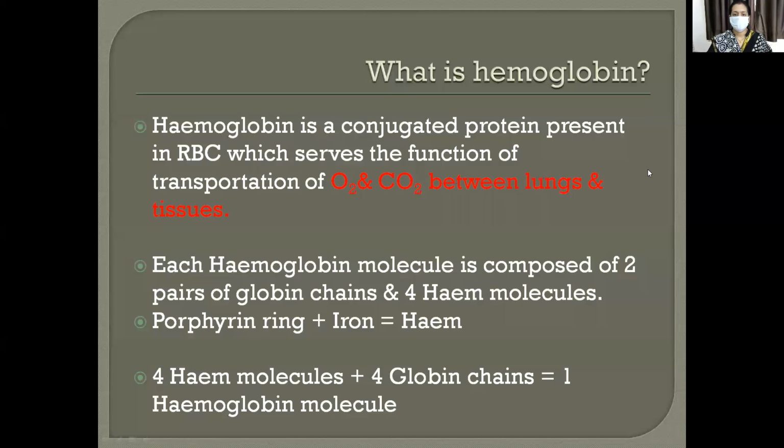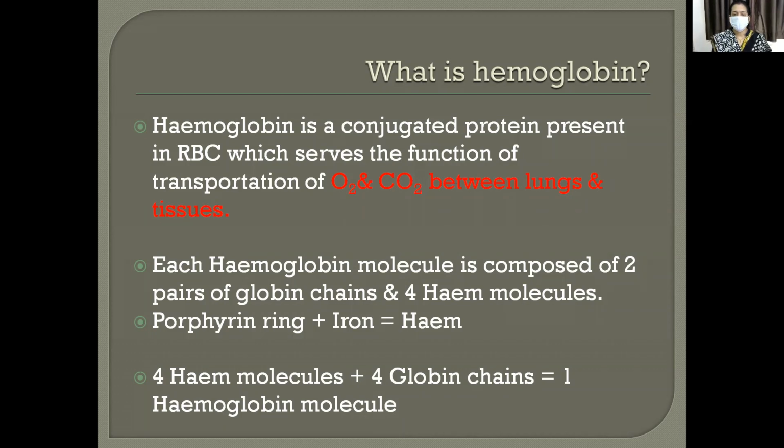So what is hemoglobin? Hemoglobin is a conjugated protein present in RBC which serves the function of transportation of oxygen and carbon dioxide between lungs and tissues. You know that hemoglobin is a part of the RBC. It is a globular protein, and in the center you have this hydrophobic molecule, and then in the periphery it is having a hydrophilic structure. So basically the structure is something like it can form a colloid type thing in the water, right? So that's the reason why it is associated with red blood cell. It is an integral part of it which is essential for carrying the oxygen molecule.